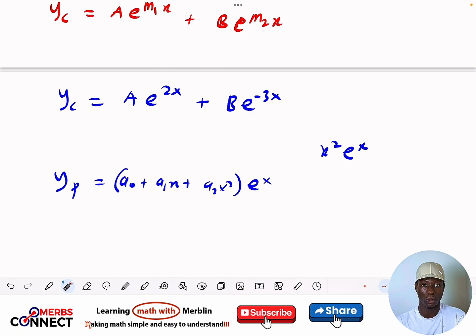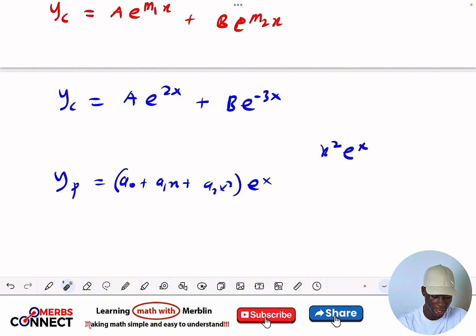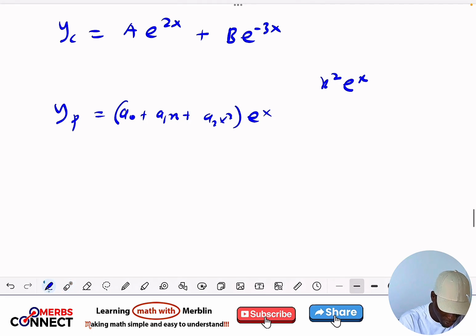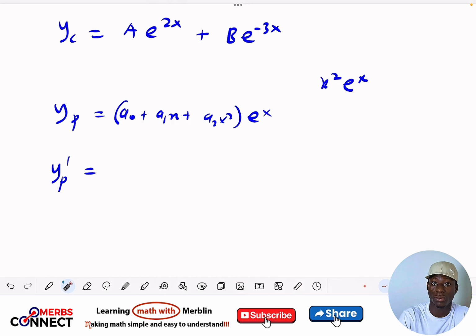So what we need to do is differentiate this, plug it inside the original equation, and then find our constants a0, a1, and a2. So let's do that. This is going to be a lot, but let's try and do it. For this one, we could use variation of parameters. It's going to be very short, but we are using undetermined coefficients.